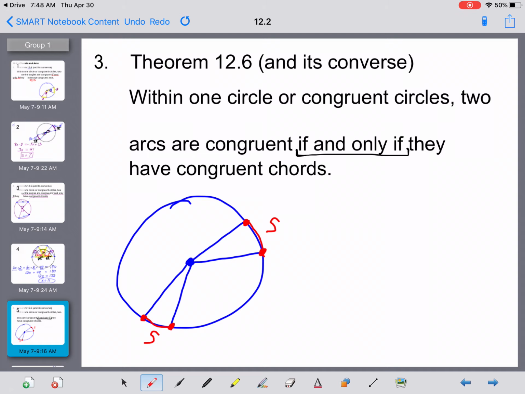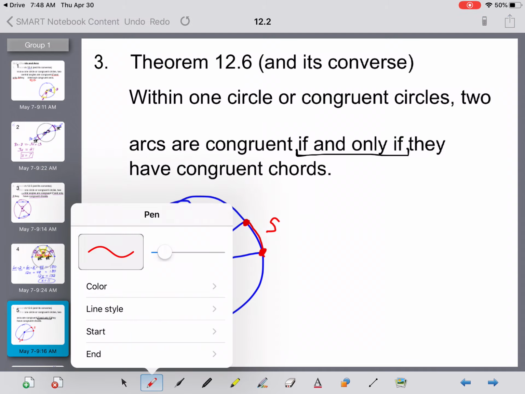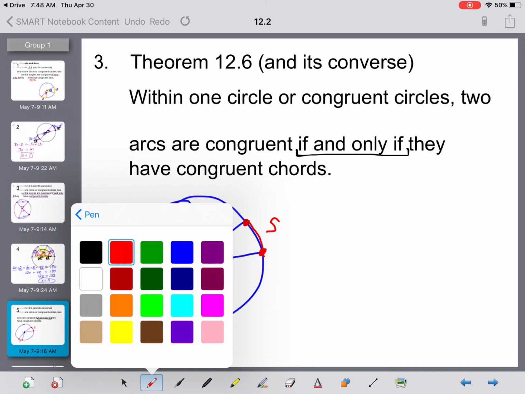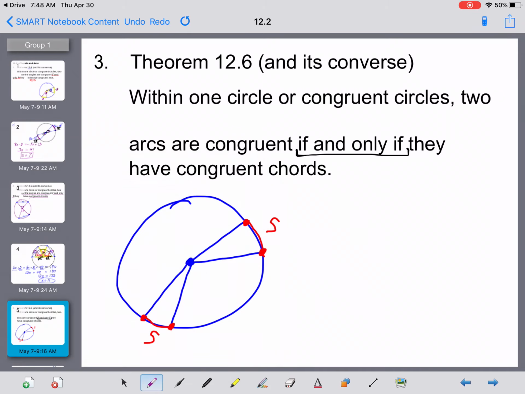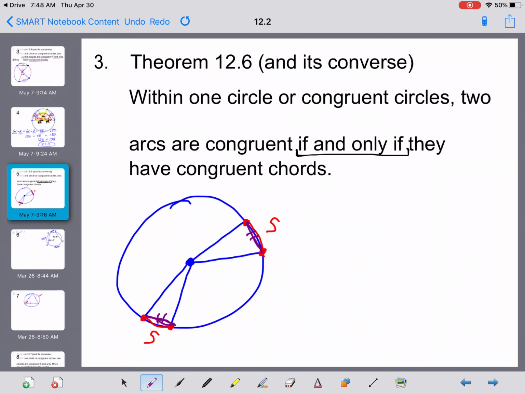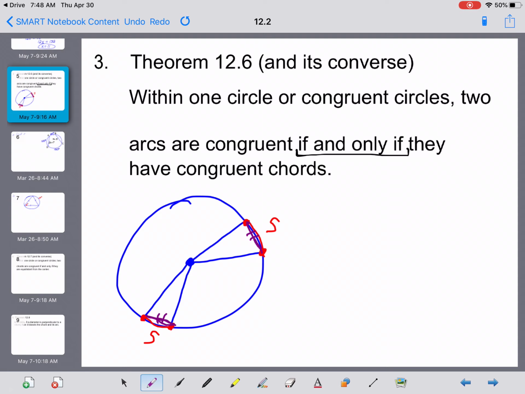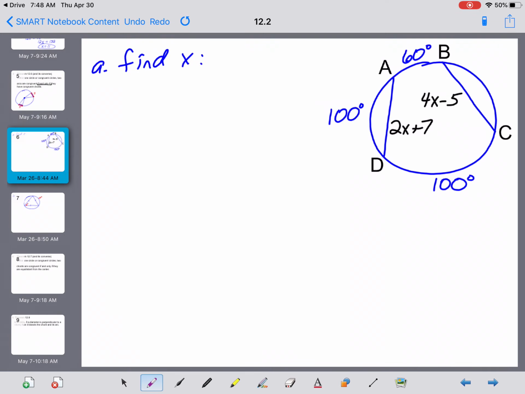And this theorem tells us now that those arcs are only going to be congruent if, let's go purple right here, if the chords that they intercept are congruent as well. So if I were to draw a chord here in purple, and a chord here in purple, those purple chords would have to be congruent in order for the arcs to be congruent to each other as well. So a lot of the same concepts are going on over and over again here.